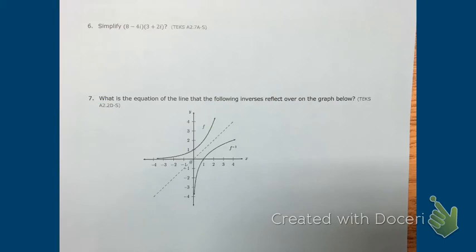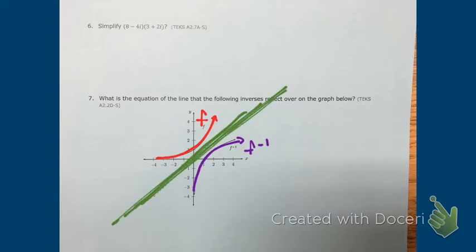For number 7, if we have our inverses, let's say that we have our f right here, and then we have my f inverse. That's why it says f negative 1 means f inverse. It says they reflect over a certain line, so I want you to find in your notes what the equation of that line is that they reflect over. You can also think y equals mx plus b. That will probably help you find that equation of the line.